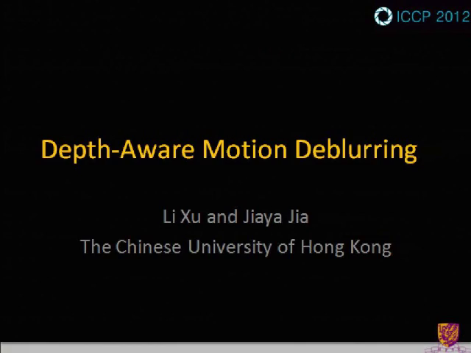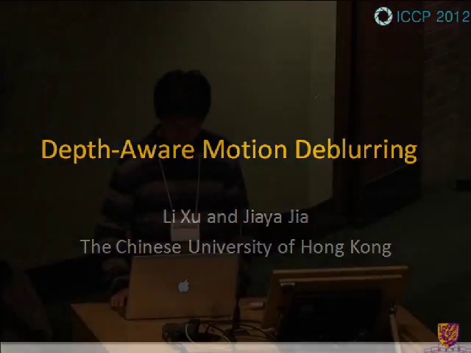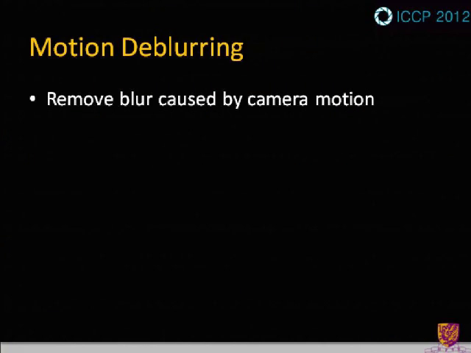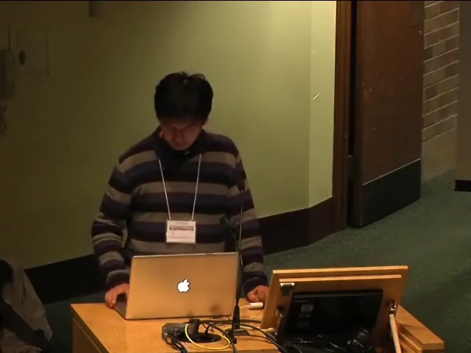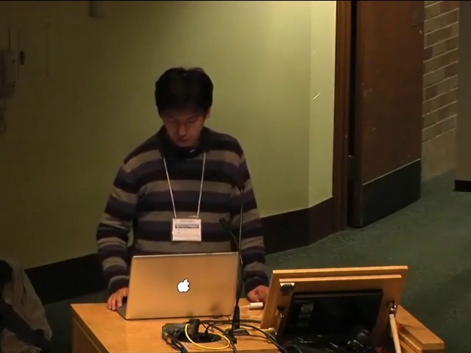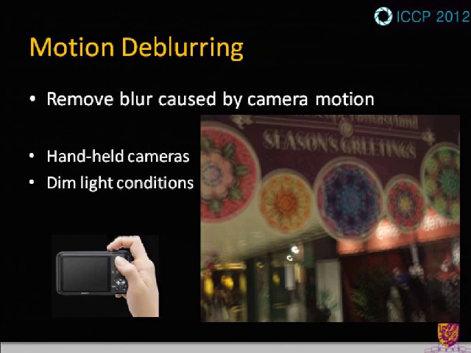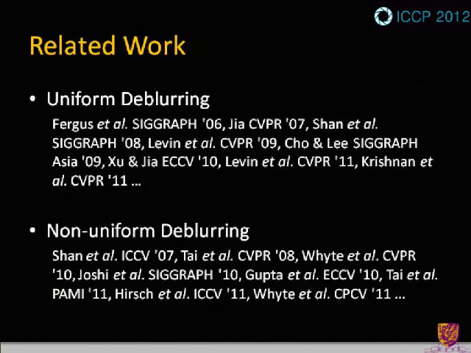Thanks for the introduction. In this talk, we're talking about depth-aware motion deblurring. The term motion deblurring used in our paper refers to the process of removing blur caused by camera shake. This happens when you take images using handheld cameras under dim light conditions. Recently, we have witnessed rapid development in motion deblurring, and the methods can generally be classified into uniform and non-uniform approaches.